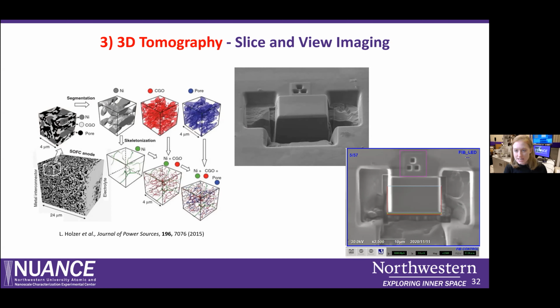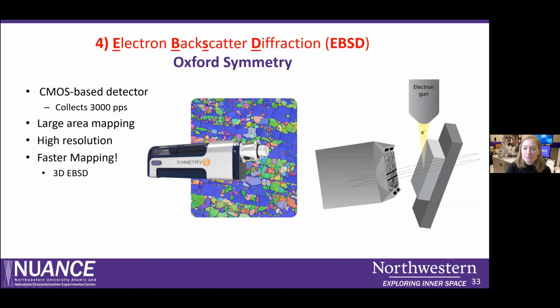Paul, if you could go to the next slide. This microscope also has the new Oxford Symmetry EBSD detector. If you're not familiar with EBSD, it stands for electron backscatter diffraction. This detector can collect 3,000 patterns per second, which will mean a little more to you in a second when I explain. It can perform large area mapping and capture really high resolution EBSD maps very quickly, almost at the same speed as you can capture a high quality EDS map. This is very useful on an instrument like a focused ion beam, because then you can perform slice and view and do 3D EBSD, and I'll explain a little more later.